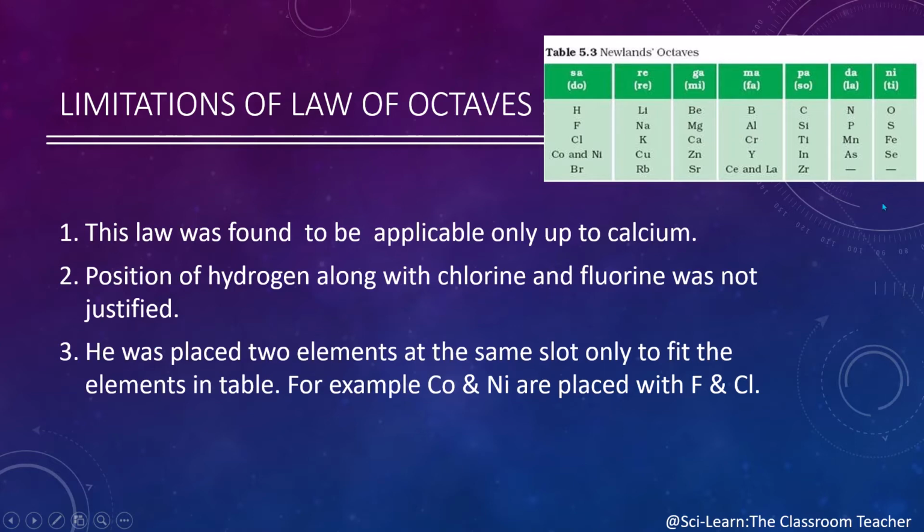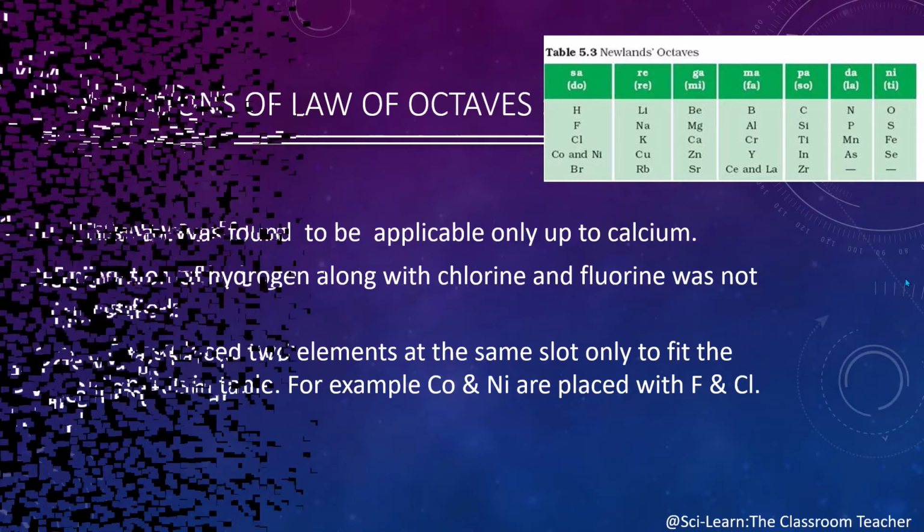One more thing, look here. This is iron, which is placed in the 7th place, and cobalt and nickel are placed in the 8th place. He kept two elements together only to adjust his table. One more thing, the properties of cobalt and nickel are similar to the properties of iron. Cobalt and nickel are dissimilar to hydrogen, fluorine, chlorine and bromine. Hydrogen, fluorine, chlorine, bromine are non-metals. Cobalt and nickel are metals. But he placed cobalt and nickel with these only. This was the limitation in his table that we call the law of octave.